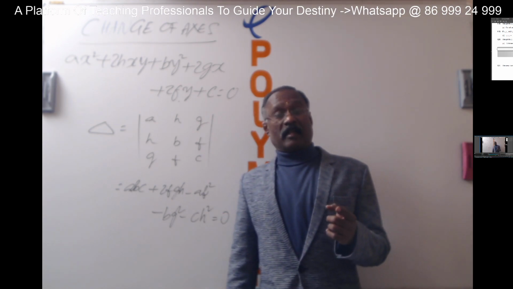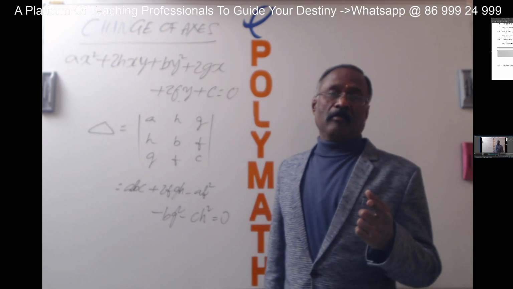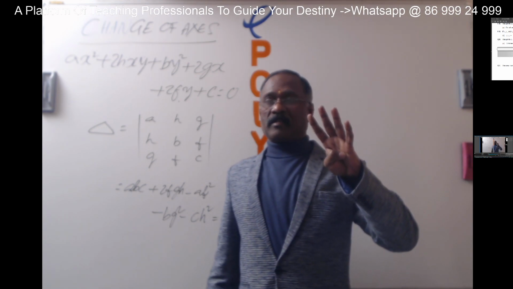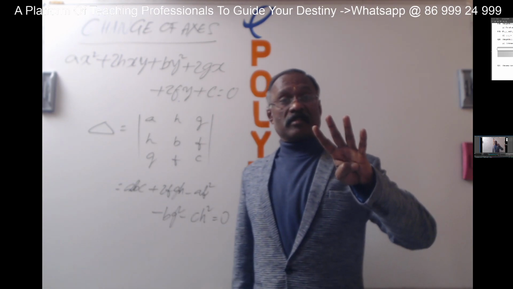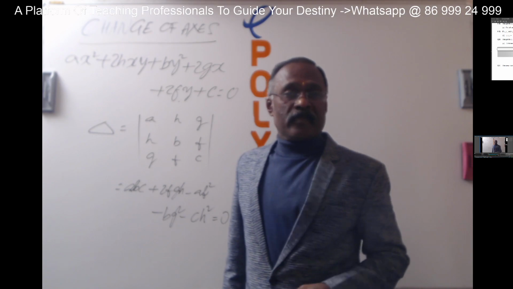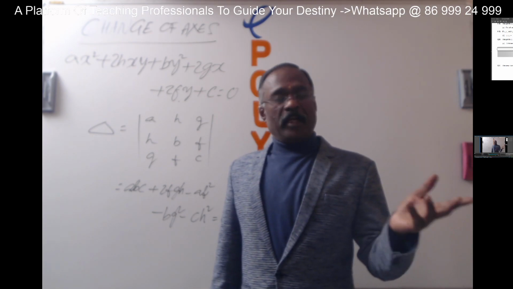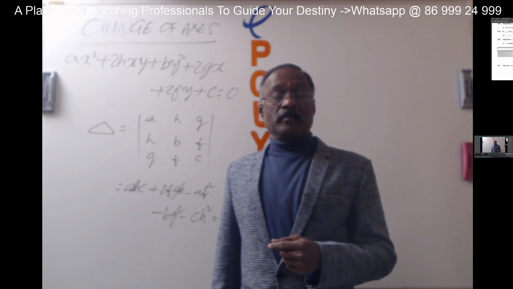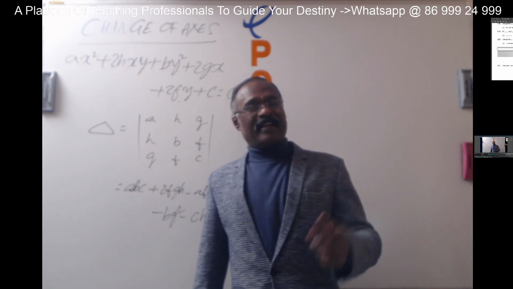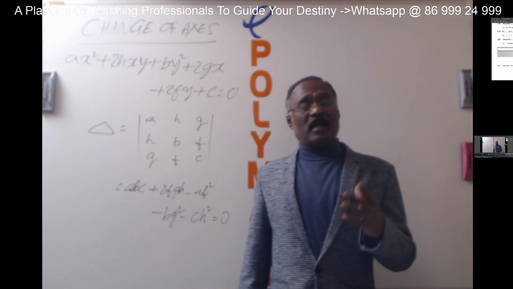And h square is greater than or equal to AB, g square is greater than or equal to AC, and f square must be greater than or equal to BC. There are 4 conditions for this second degree non-homogeneous equation to represent a pair of lines. If any one of these conditions fails, then it will not be representing the pair of lines, but it will represent any other geometrical figure. So what are the other geometrical figures?